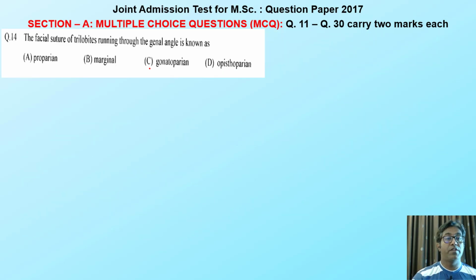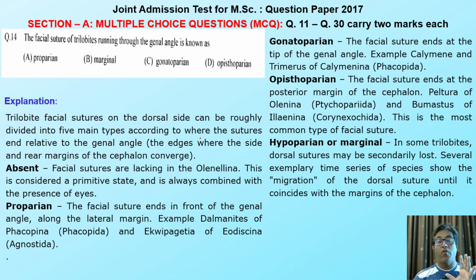Moving to the next question: the facial suture of trilobite running through the genal angle is known as. In trilobites we have facial sutures of five types: absent, proparian, gonatoparian, opisthoparian, and hypoparian or marginal. If you have seen the definition for each facial suture, you will identify that the facial suture at the tip of the genal angle is gonatoparian. So my option is C. Sorry, not gonaporian, this is gonatoparian. Option 14 is C.